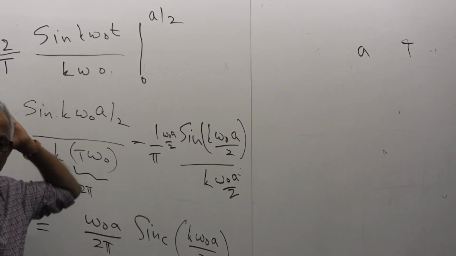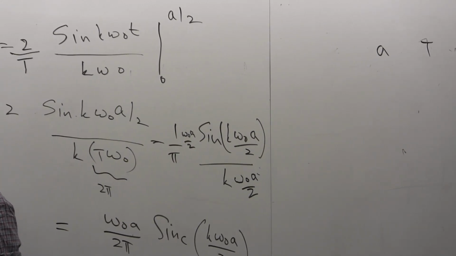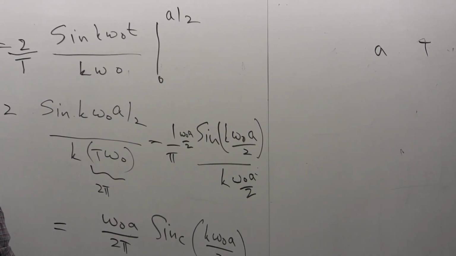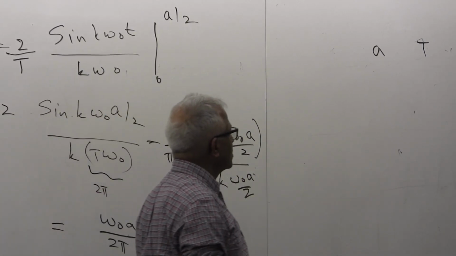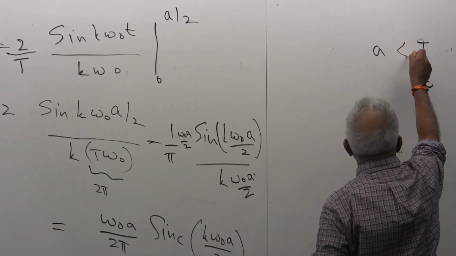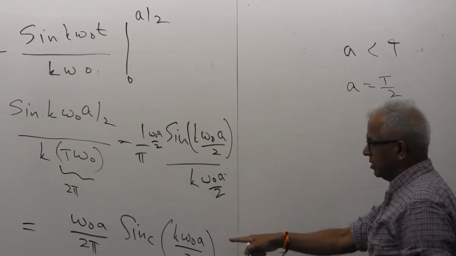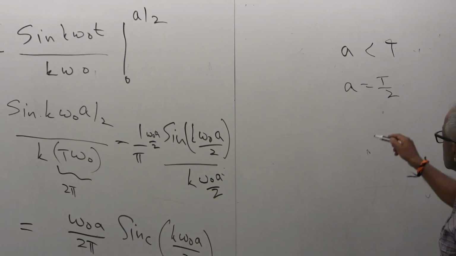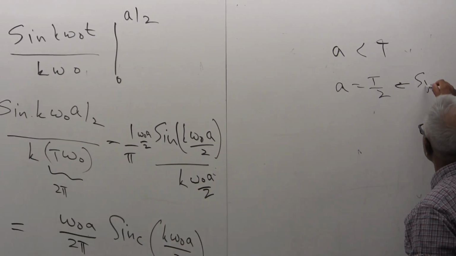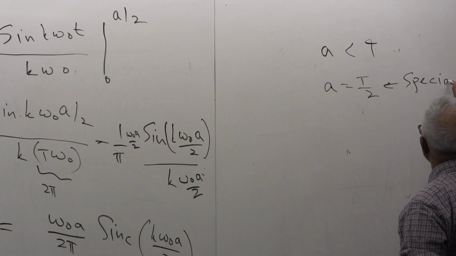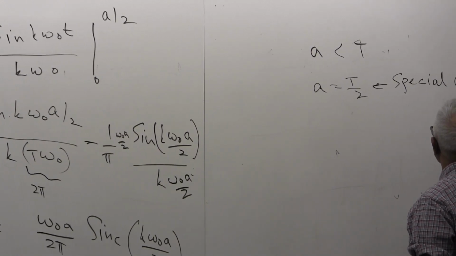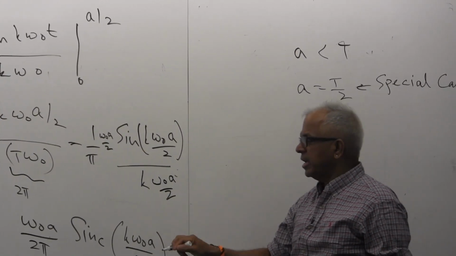Yeah, no. So what is the relation between a and t? One mild inequality. A is less than T. Very good. A is less than t, right? Because otherwise this problem won't make any sense. So let's do a case a equal to t by 2. Let's see what this comes up to. This is a special case. I think that's called half wave or something. Then what happens? A is t by 2.